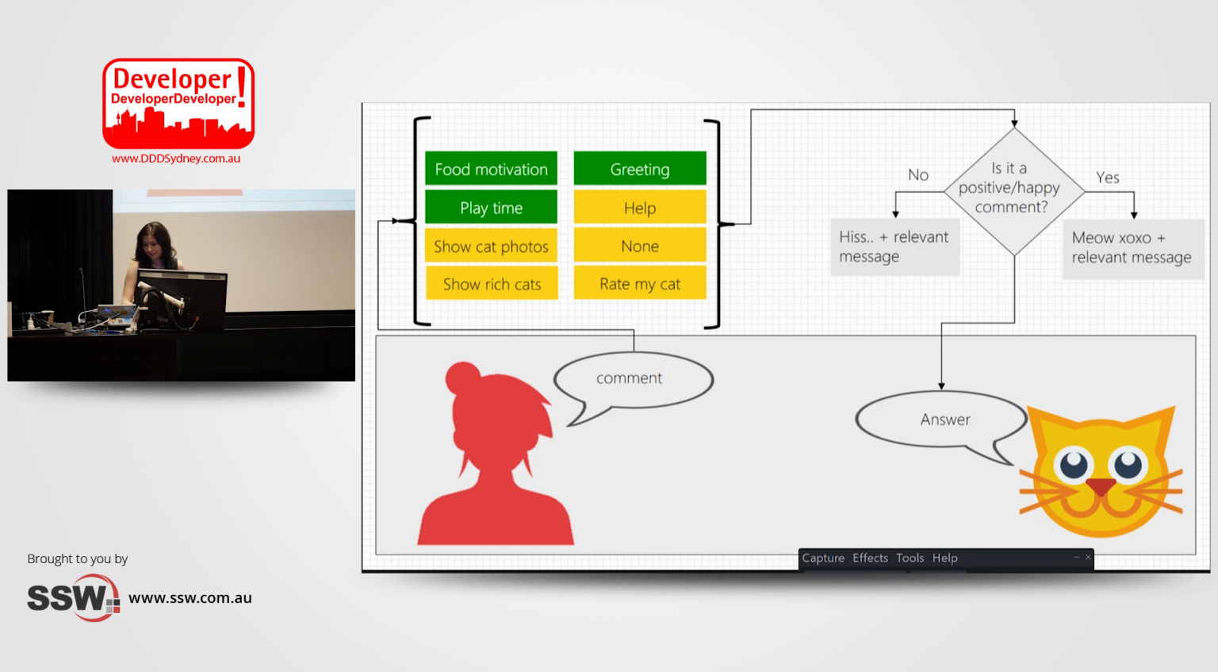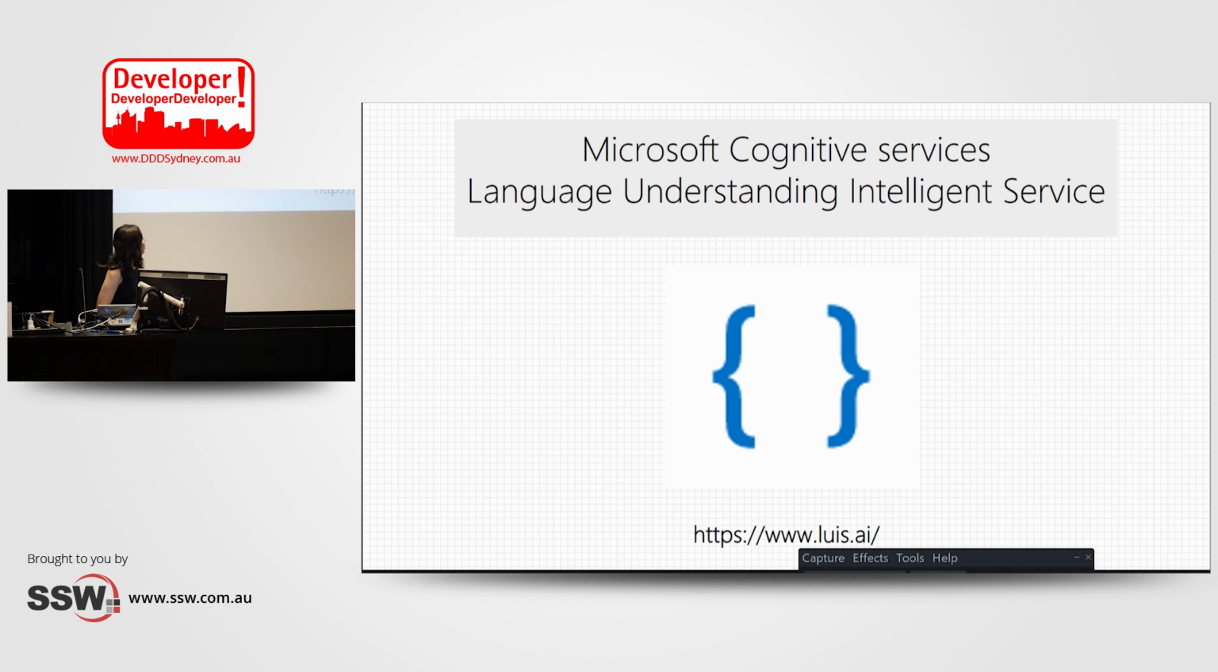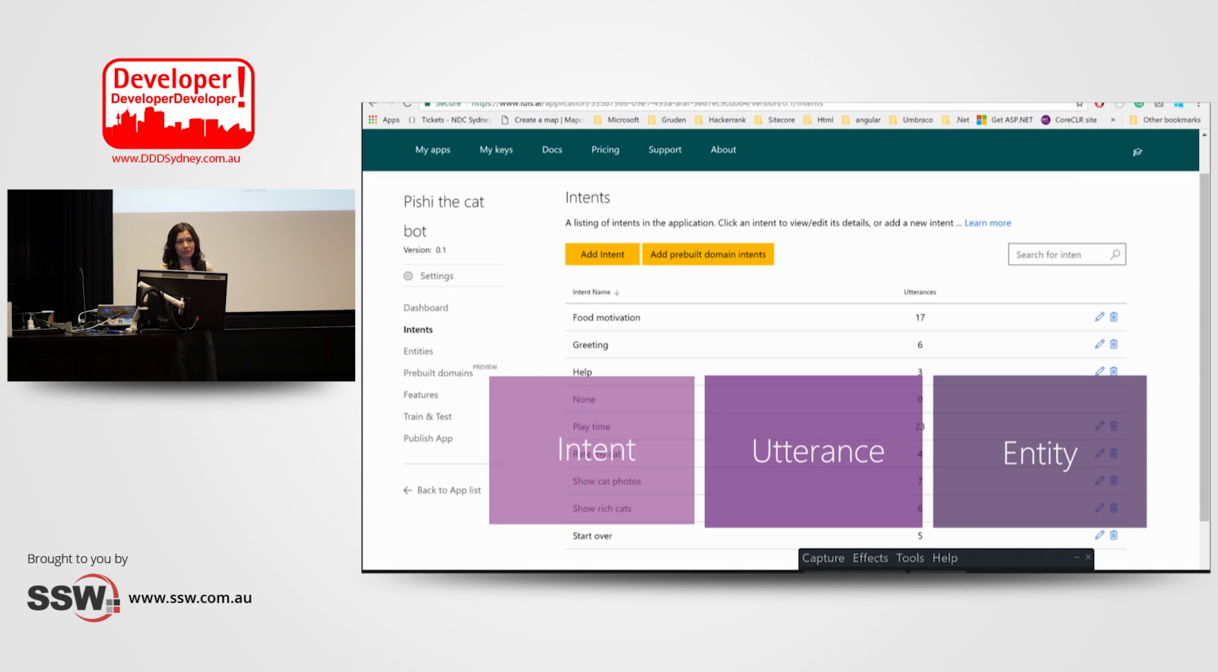So how do you do that? I use LUIS, Language Understanding Intelligence Service, to understand the intention of the comment. LUIS provides an AI tool where you can define your model and train it. After doing that, it provides you an API that you can call, and it returns the most possible intent. I'll explain what these three mean. These three are the core concepts of LUIS.